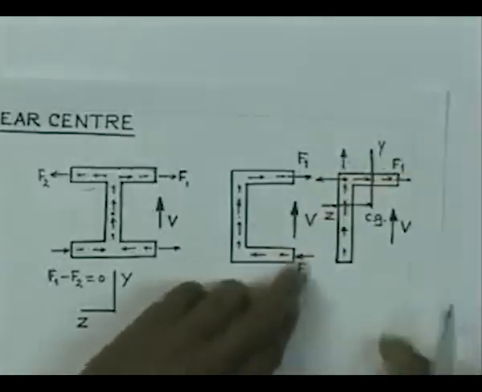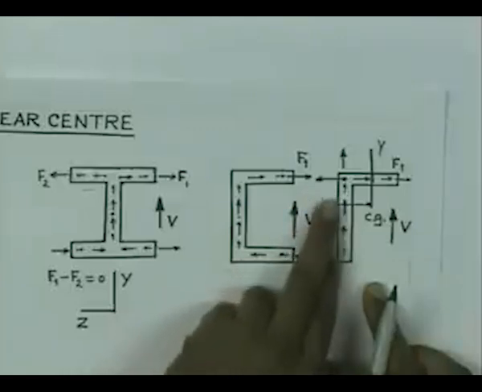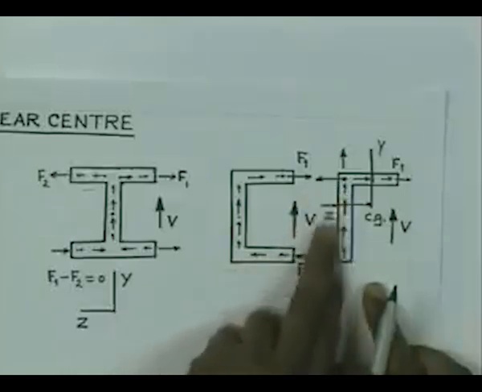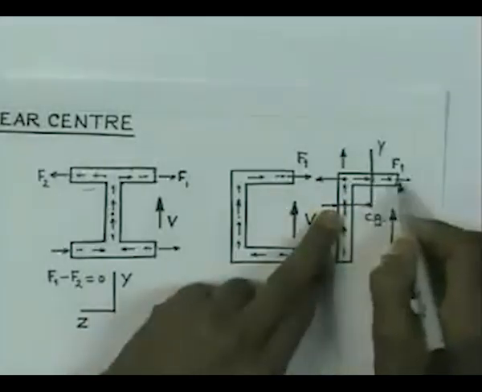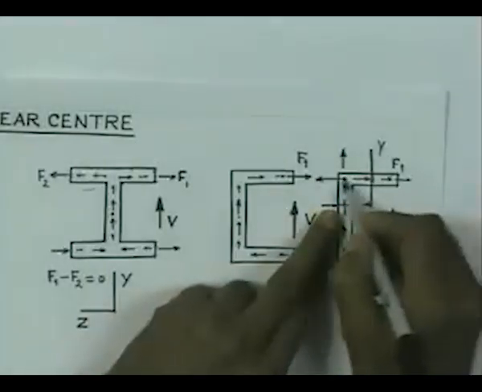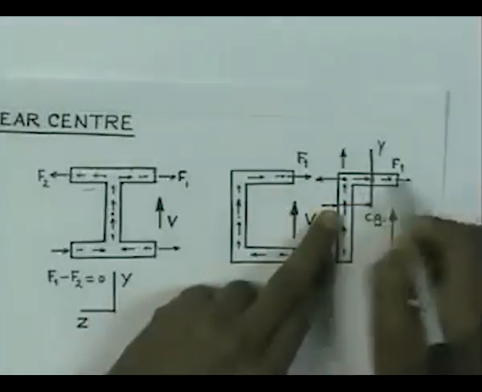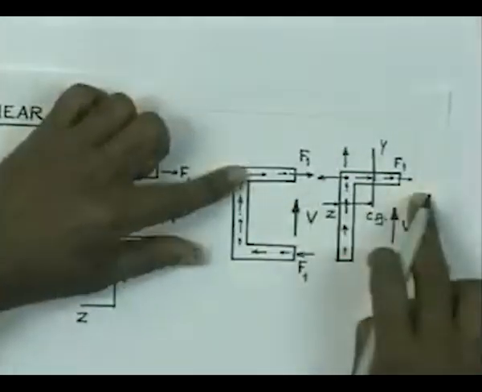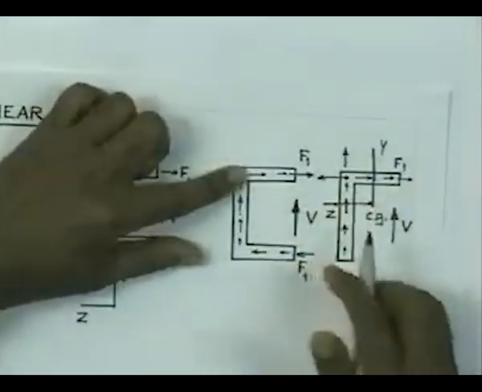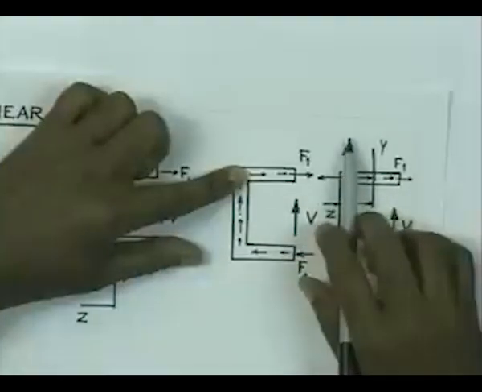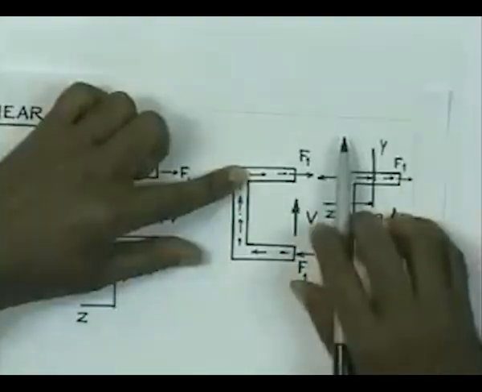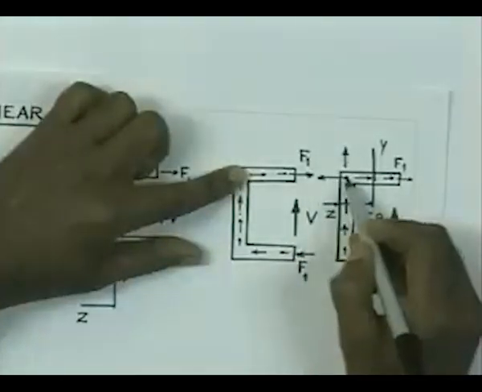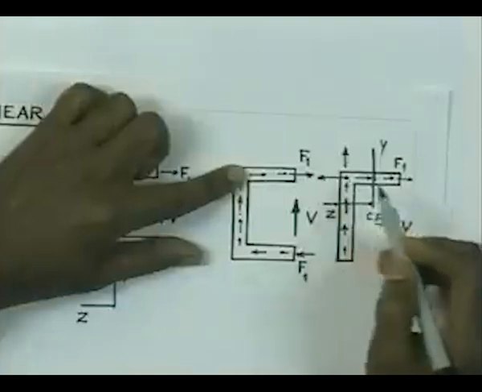So, I repeat again: when I am trying to cause bending by applying load parallel to this leg, then I must keep the balance of this force. Therefore, the loading plane must pass through this line. When I am applying the bending load parallel to this leg, I must balance this force, therefore the loading plane must pass through this line, and the intersection here will give the shear center for the cross section.